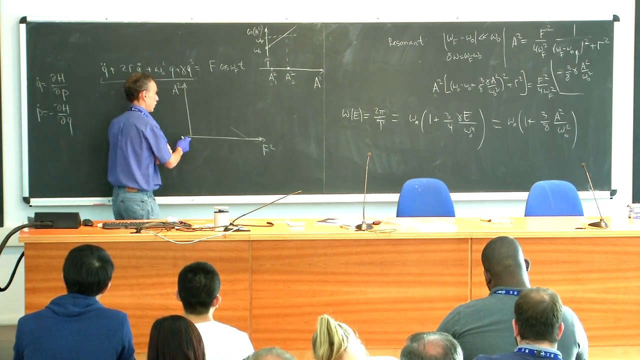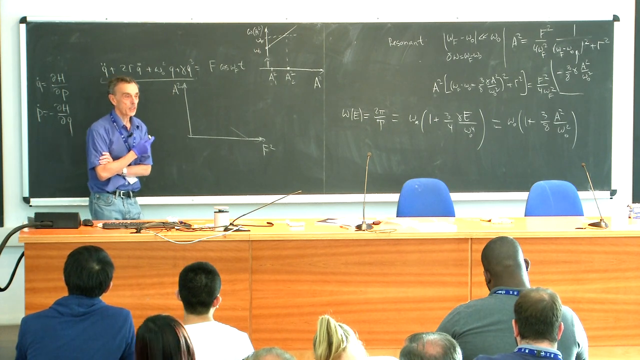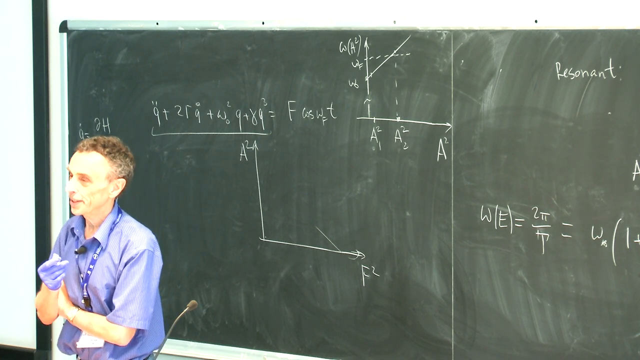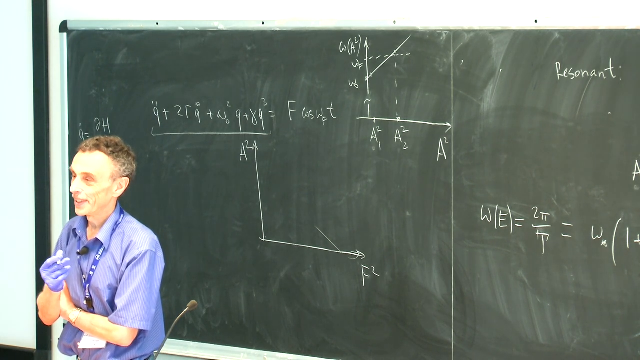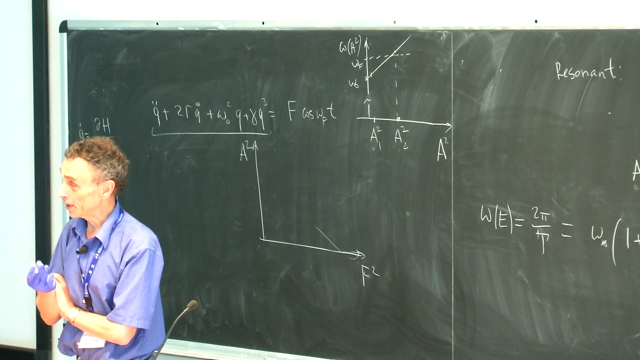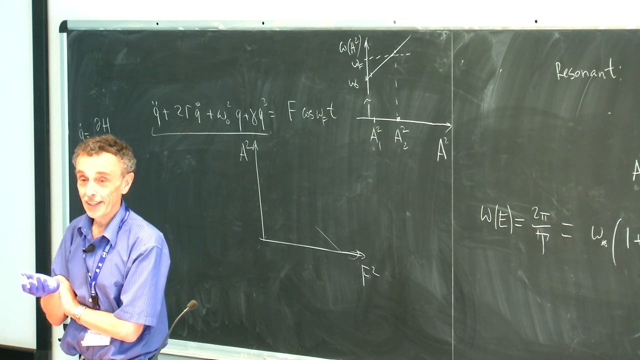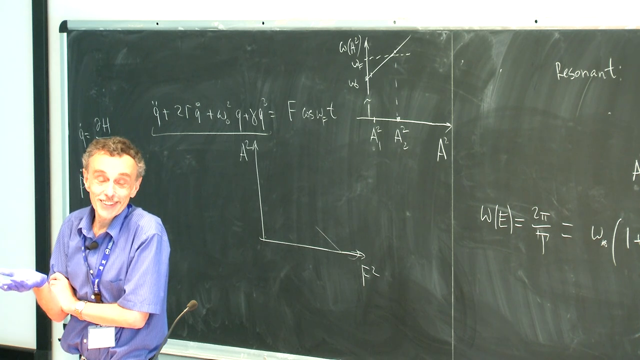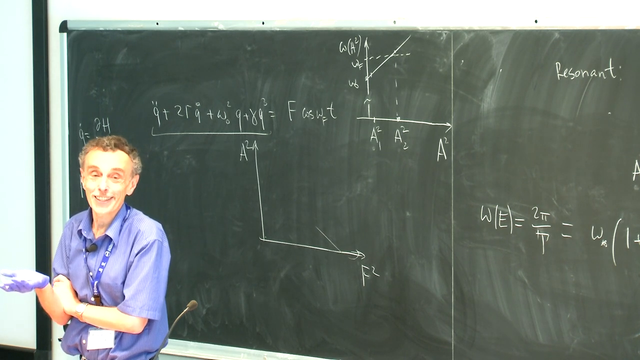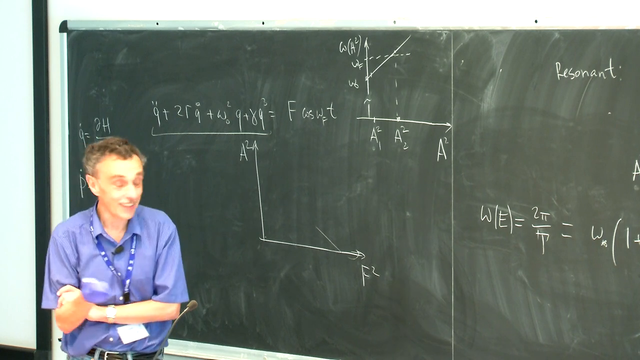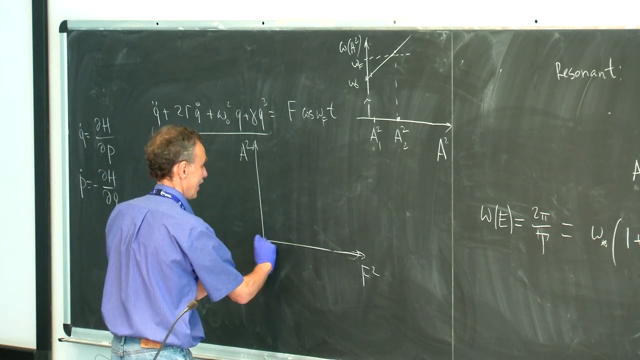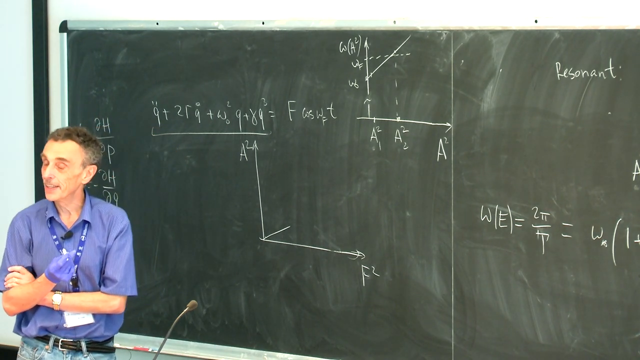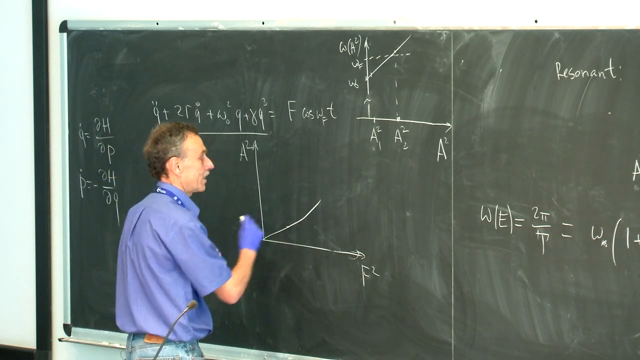So let's start with small F squared. What is the dependence of A squared on F squared if F squared is small? If F squared is small, we drive the system weakly. It should be linear, right? Because the amplitude is small, the oscillator is linear, so it starts linearly. But then, of course, it does not continue linearly. It goes somehow like that.